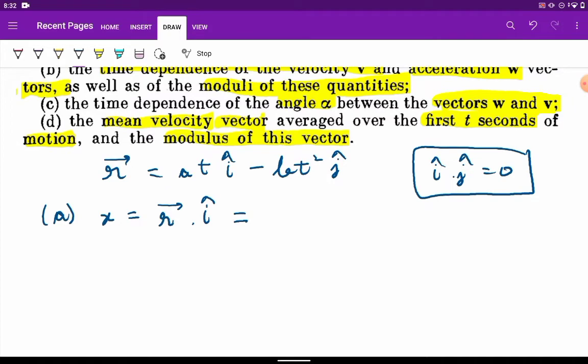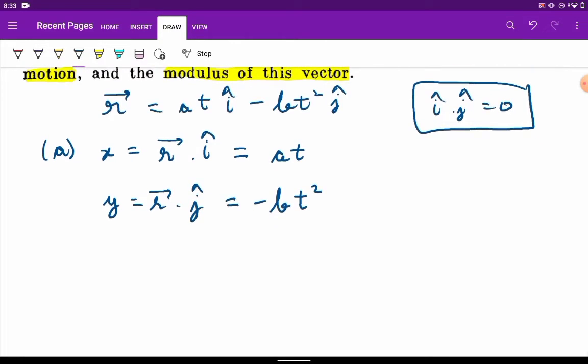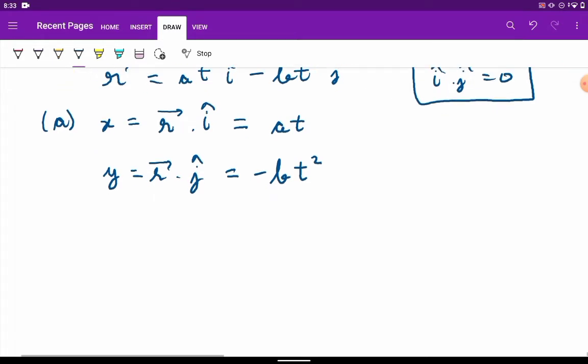So x = r dot i cap, which just gives me the first part, which is at. Now similarly, y = r dot j cap, which gives me minus bt². Okay, you have x and y in terms of t.